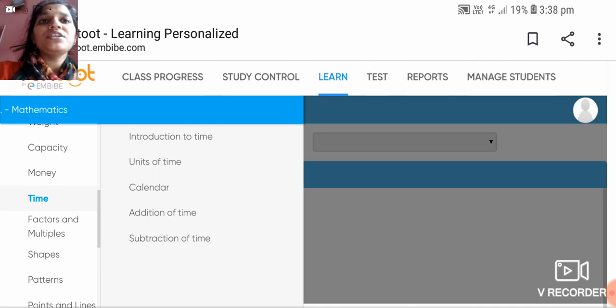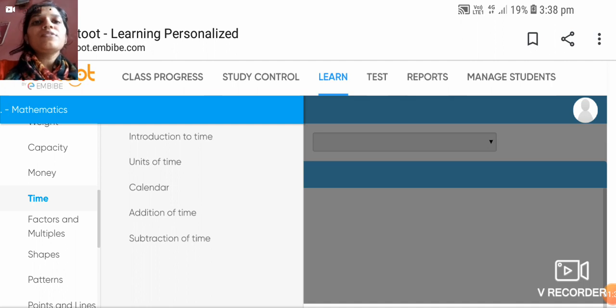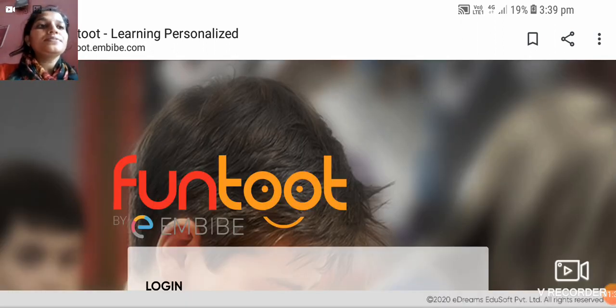Yesterday we finished with introduction to time and units of time. So now, students, today we are going to see the calendar and addition of time. We are going to solve some examples so that you can understand how to solve. So students, now let's go to calendar.